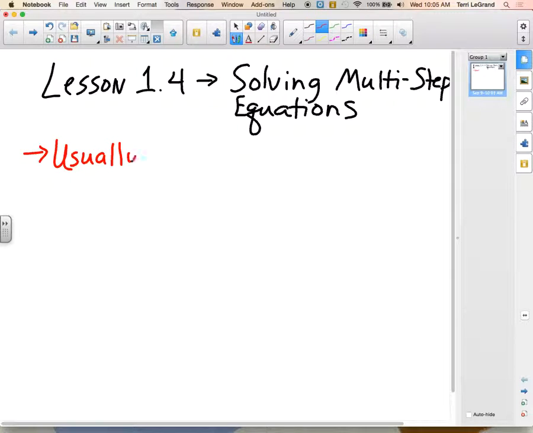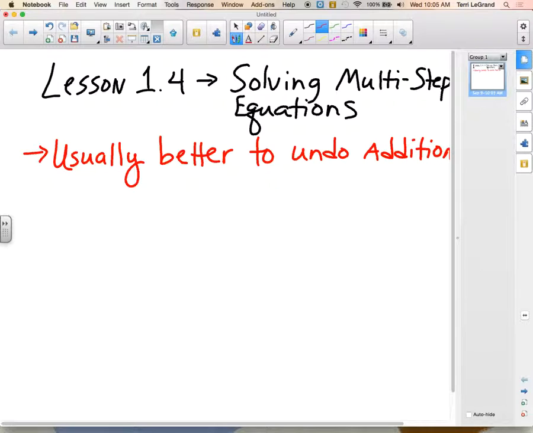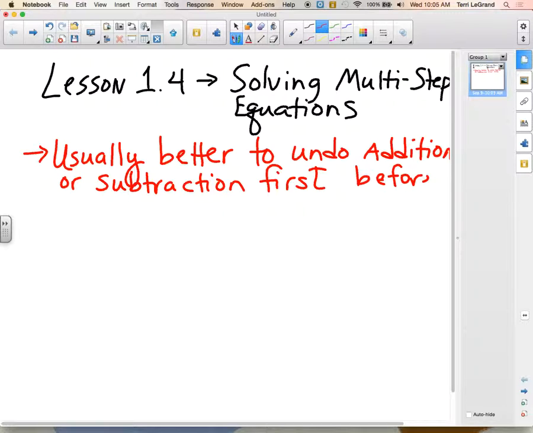Usually, okay? This is just not saying you have to do it this way, but usually better to undo addition or subtraction first before multiplication or division.